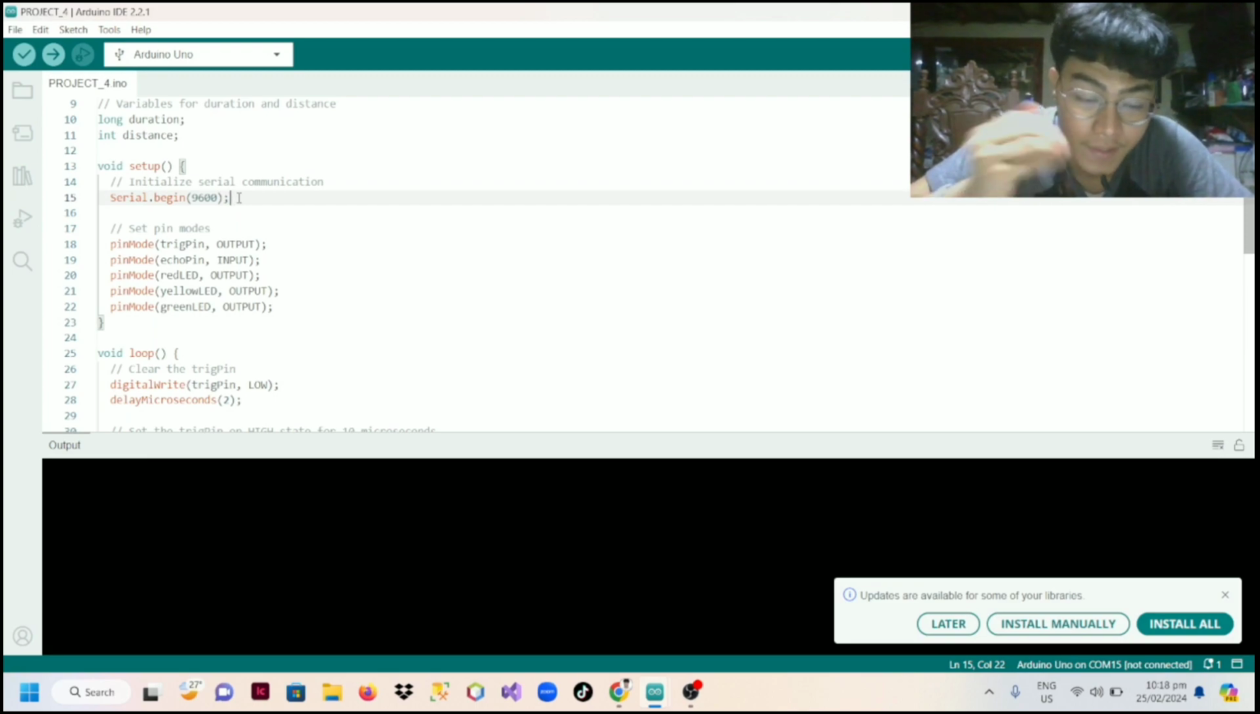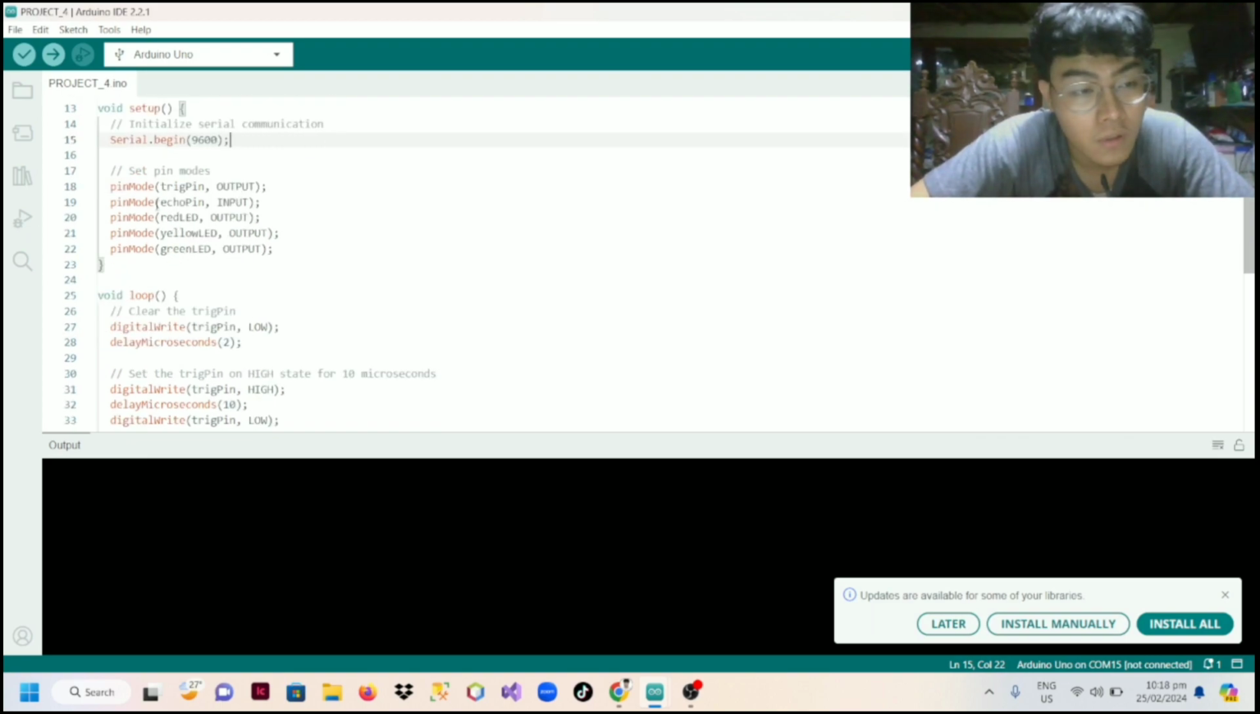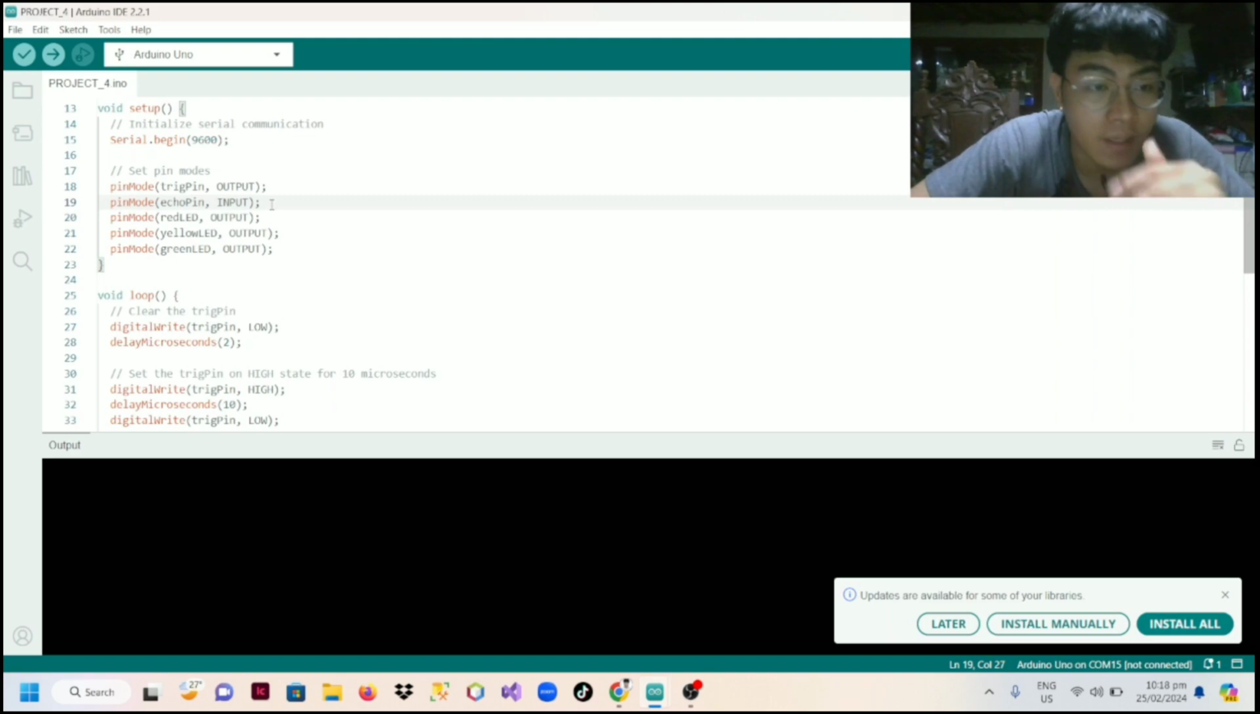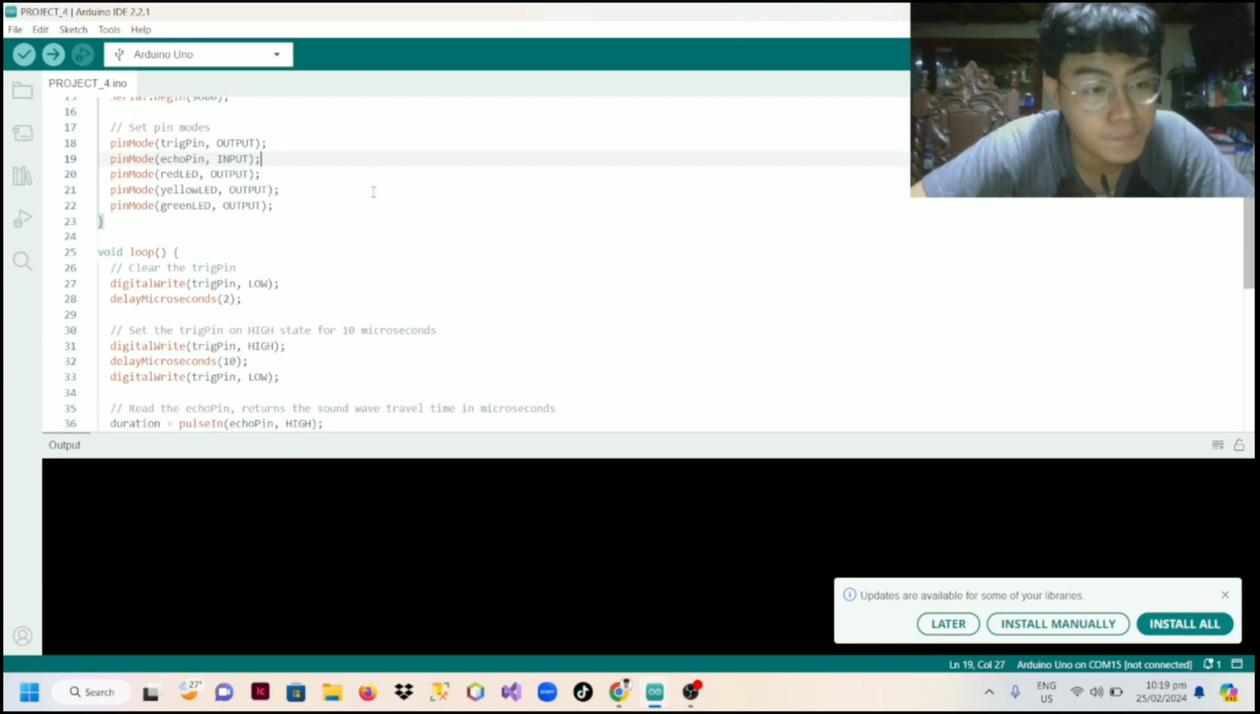Proceeding to our void setup, of course, we will be starting with Serial.begin(9600). So this will be initializing a serial communication at a baud rate of 9600, because 9600 is the default baud rate for communicating with the serial monitor. Okay, for setting our pin modes in here, as we can see, only the echo pin will be the input, and the rest of it, the trig pin, red, yellow, and green LEDs, will be output.